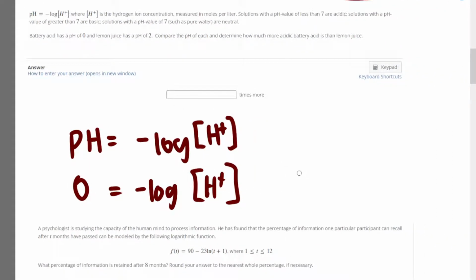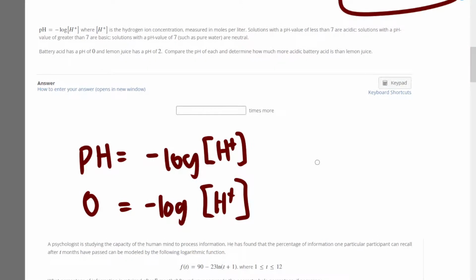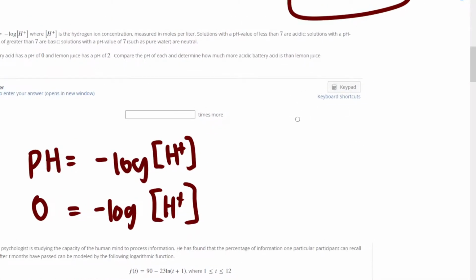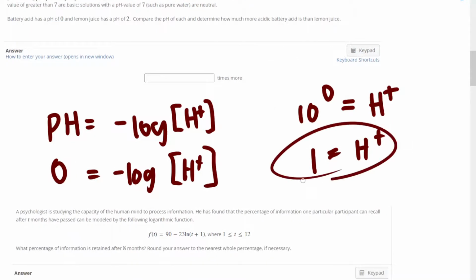So this is the same as, well, before we convert it, we probably want to get rid of this negative. We can divide it by negative 1. 0 divided by negative 1 is equal to our 0. So log base 10 of H plus is equal to 0, which means 10 to the 0th is equal to our answer, which is H plus. So 1 is equal to H plus. That's as acidic as it can get. So this is for battery acid.